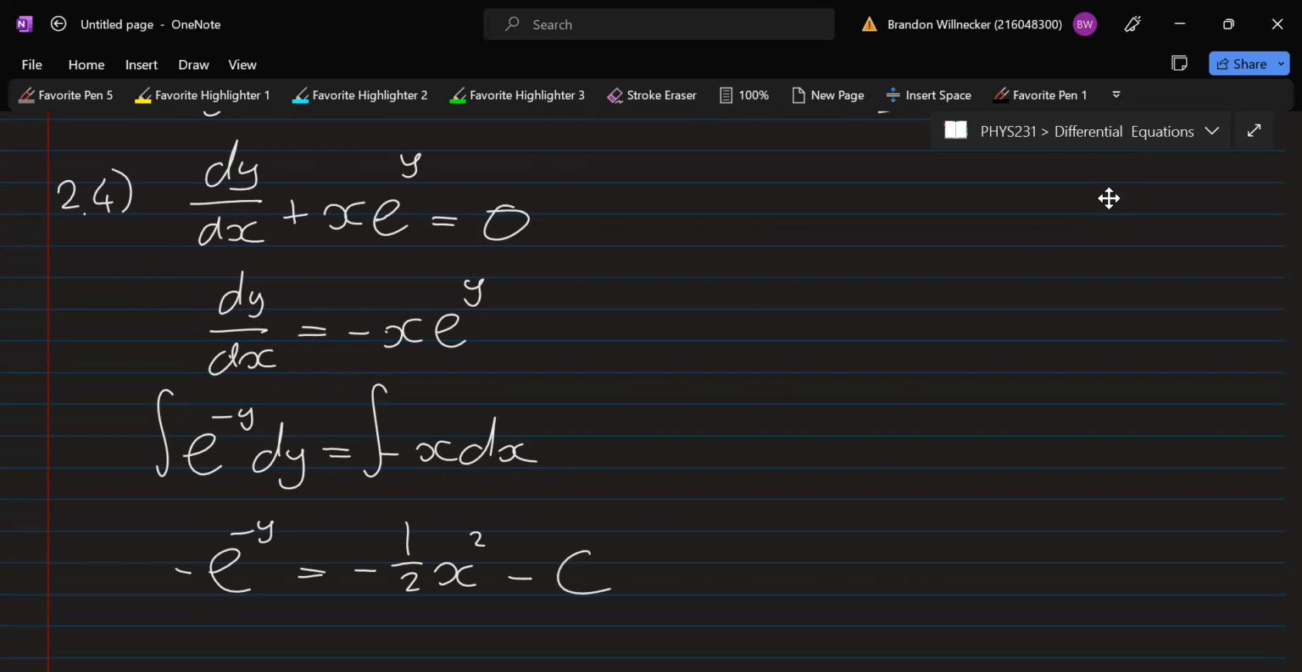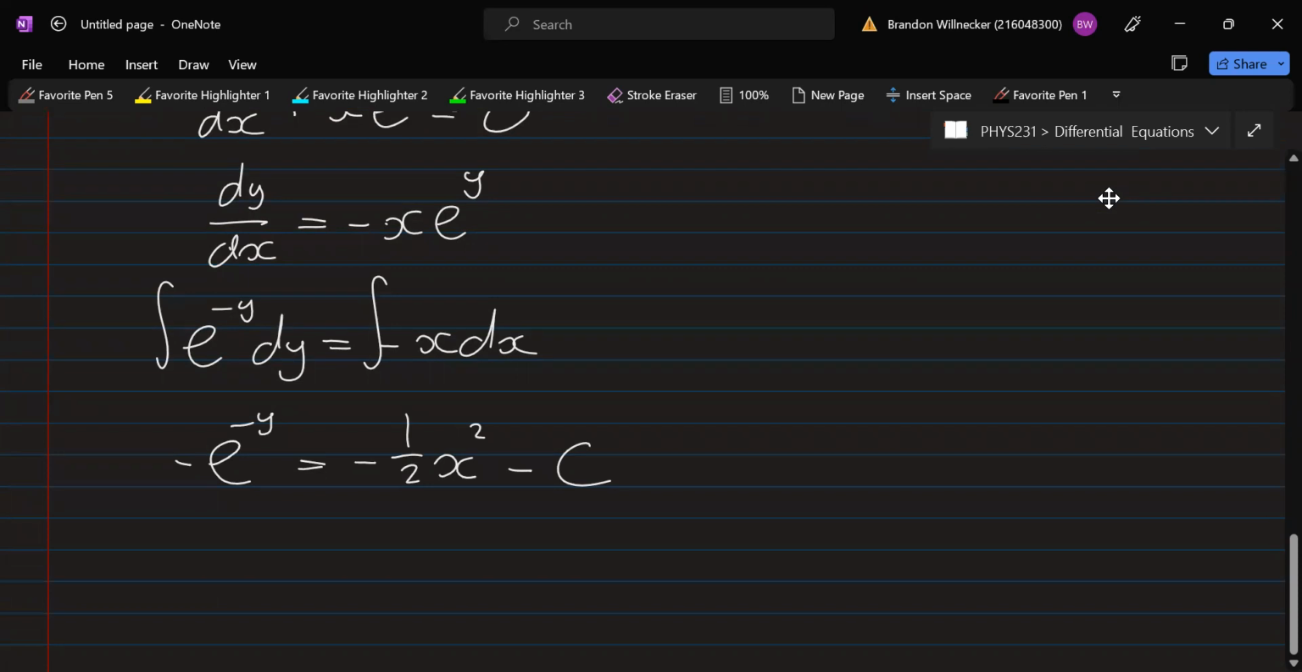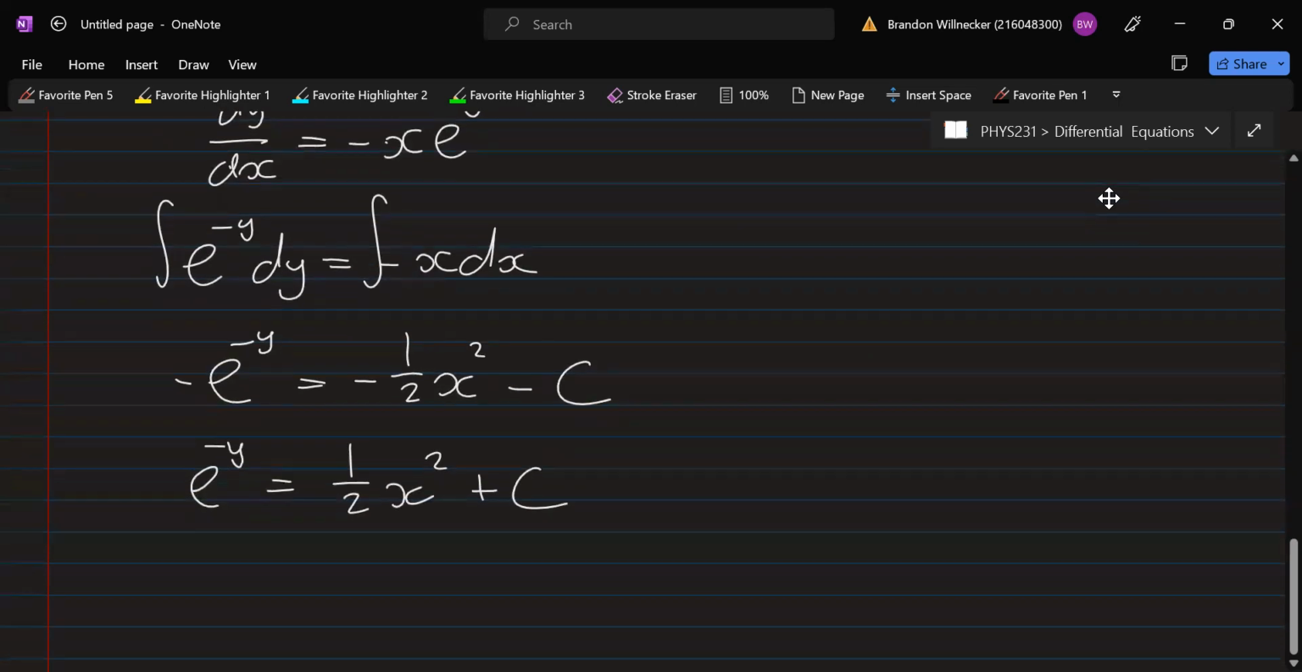Of course, you could have written plus c, but it's constant, so it doesn't matter if you put a plus c or minus c. The exact value is determined later on. But the reason I put the minus c is because now we can multiply through by minus 1, and we get e to the minus y is 1/2 x squared plus c. Of course, it doesn't make much of a difference, but now we've got everything being positive. I guess it just looks a bit better.